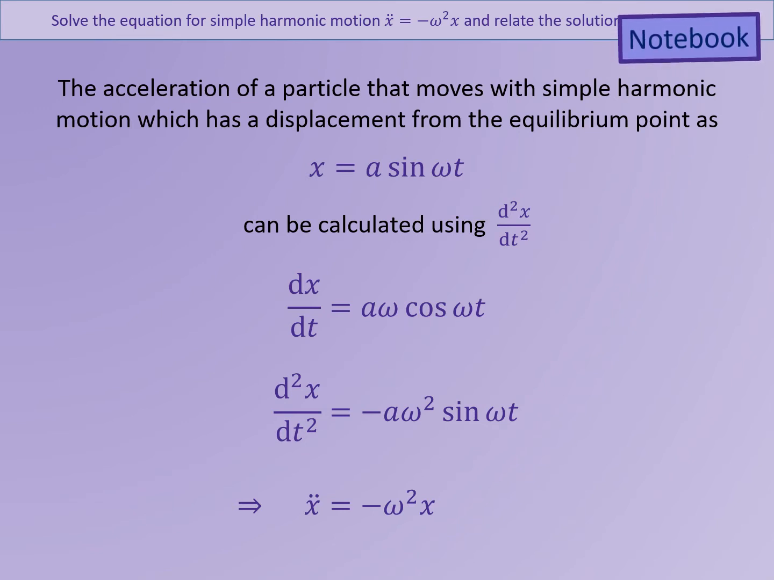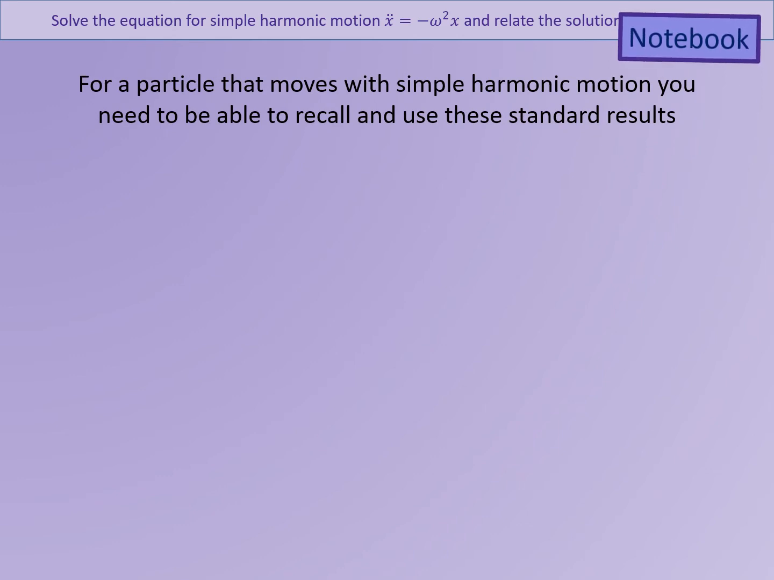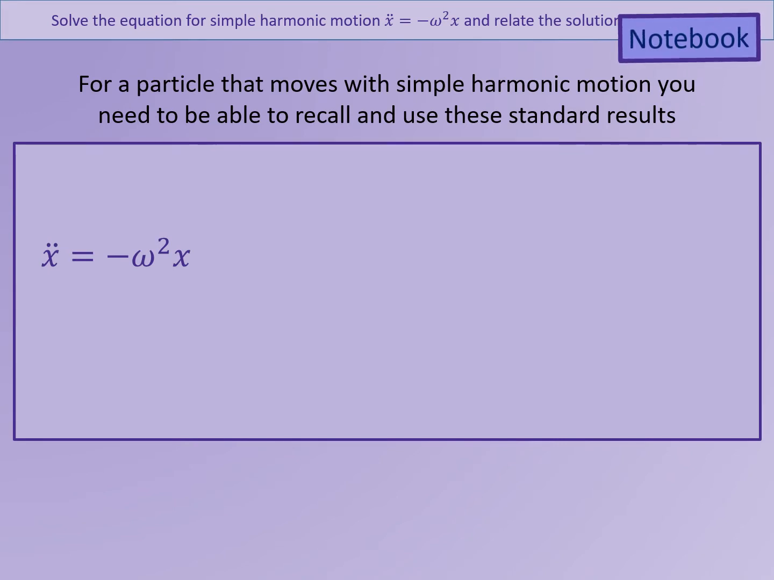Now that equation at the bottom is an important simple harmonic equation. That's the key one that you need to notice. If I differentiate the displacement twice, it's always equal to minus omega squared x. That shows simple harmonic motion just there. So a particle that moves under simple harmonic motion has that equation. If you can show that the motion can be written in that form, then you can state that it has simple harmonic motion. But you also need to be able to recall and use these results as well.